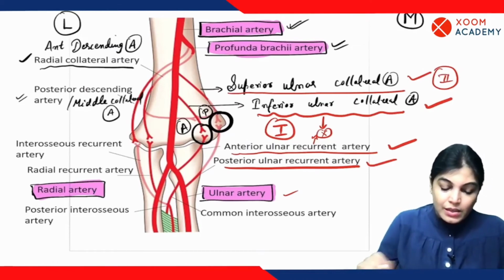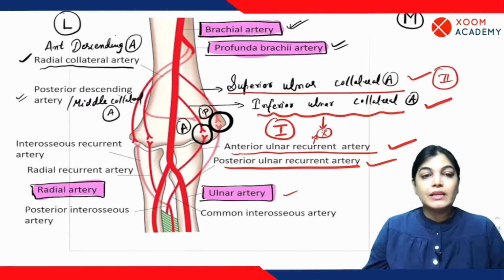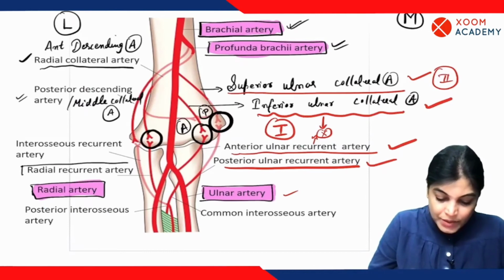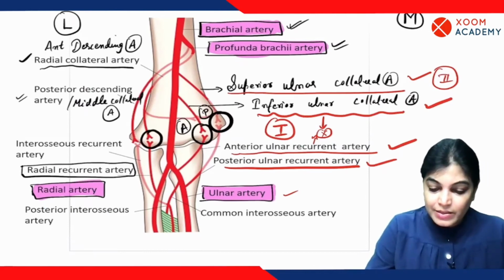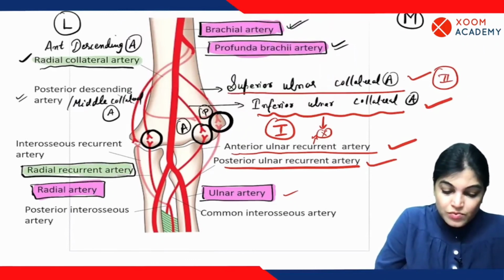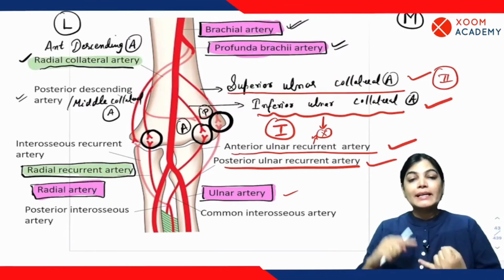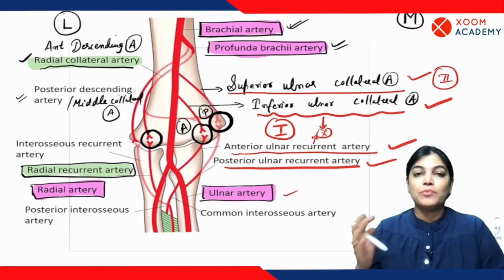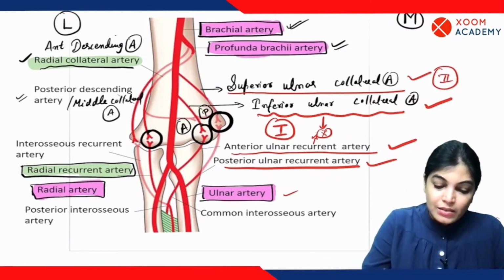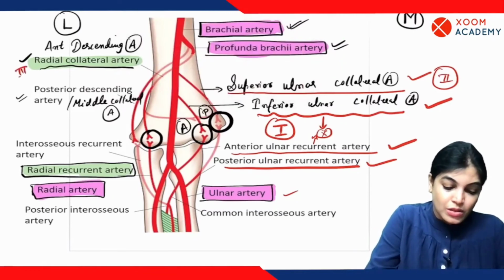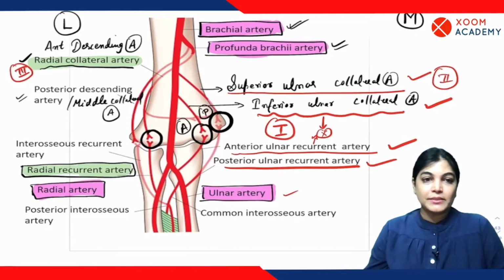Now here, the radial collateral artery is anastomosing with this artery. The name of that artery is the radial recurrent artery. So what we can appreciate is that the radial recurrent artery is forming anastomosis with the radial collateral artery. The radial recurrent artery is a branch of the radial artery. The radial collateral artery is a branch of the profunda brachii artery. So this is the third anastomosis, on the lateral side, anterior aspect. Now, let's see the fourth anastomosis.